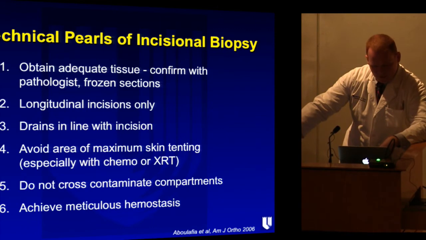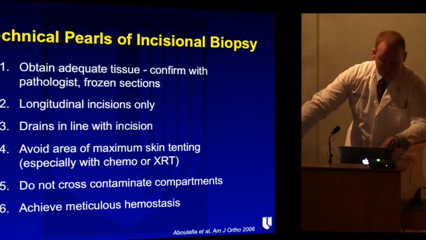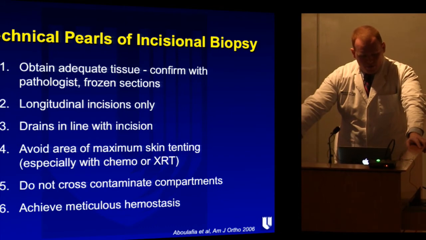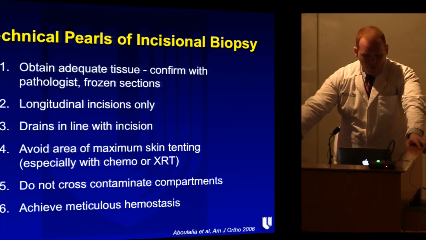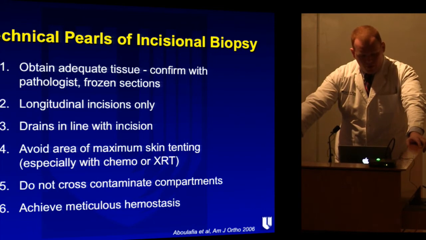On to the technical pearls. The goal, of course, is to obtain adequate tissue. That's why you're there, so confirm with the pathologist via frozen sections that you've done that. The goal at this point in the incisional biopsy is to not remove the mass, but to obtain enough tissue to diagnose it and then plan for a later surgery if necessary. Longitudinal incisions only should be used for better healing.